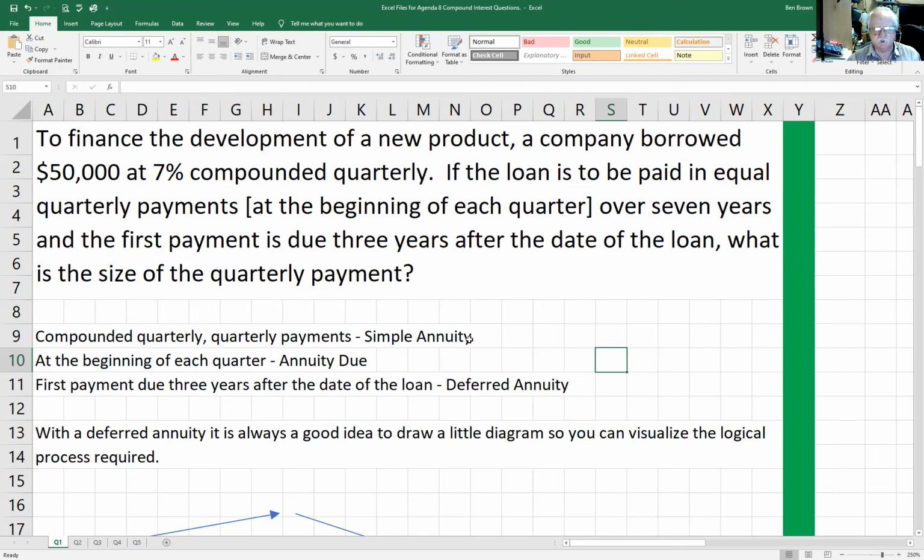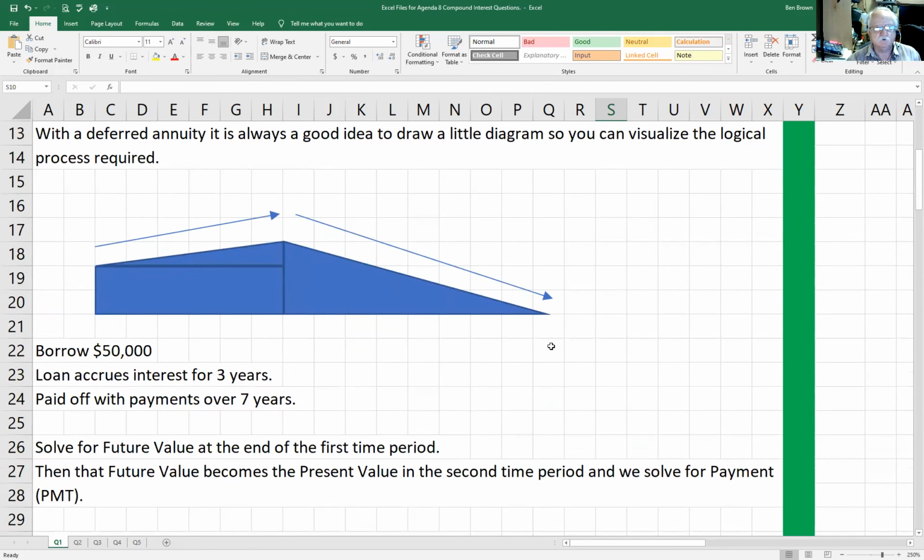So we know this thing is a simple annuity because the compounding and the payments are both quarterly. Because it says at the beginning, we know this is annuity due and not an ordinary annuity. And because the first payment is due 3 years after the date, we know it's a deferred annuity. And when it's a deferred annuity, we're always going to have to do two calculations. And so I always find it useful to come up with this little diagram just to keep it straight in my head what we're doing.